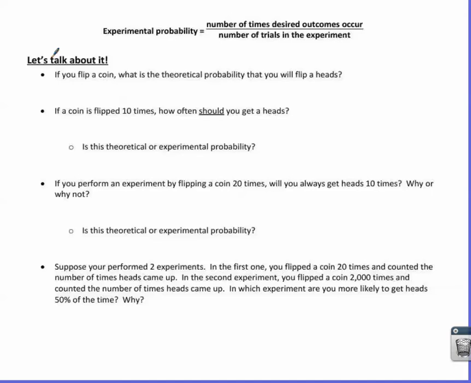If you flip a coin, what is the theoretical probability that you will flip a heads? Well, one side of the coin is heads out of the two sides. So your theoretical probability would be 1/2. So theoretically, if you flip a coin 10 times, how often should you get heads? That would be 50%, or 5 out of the 10 times.